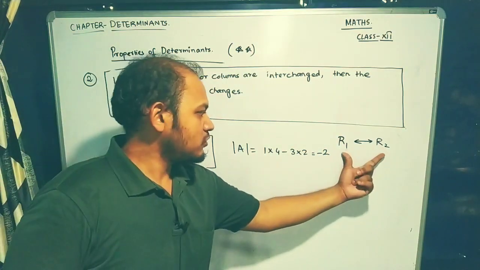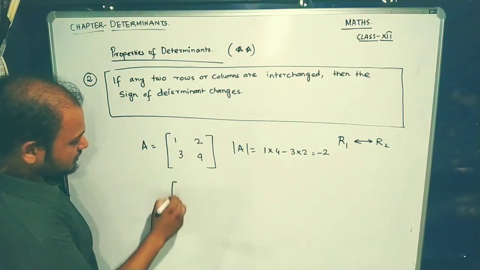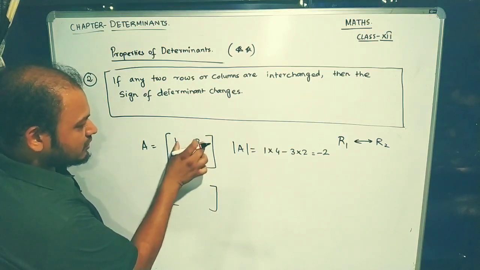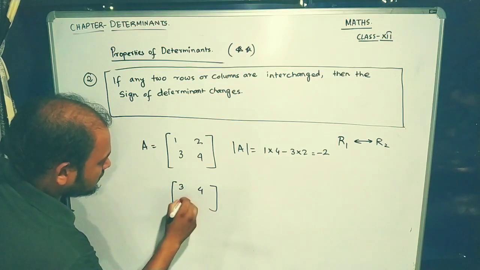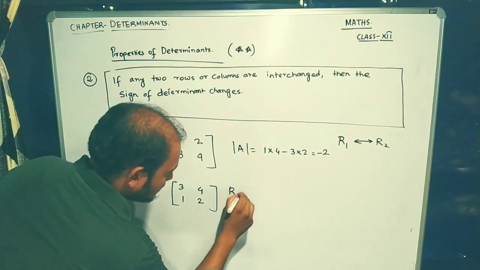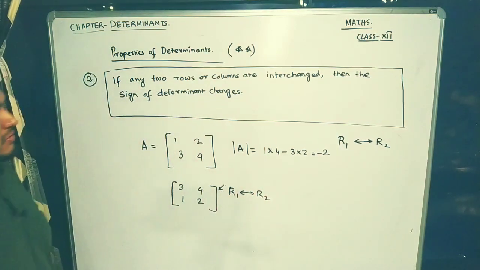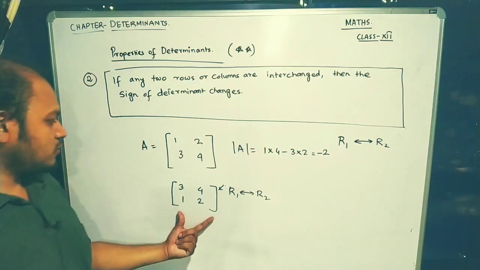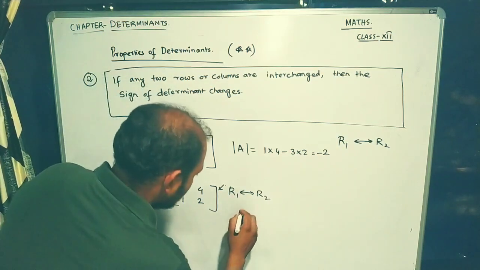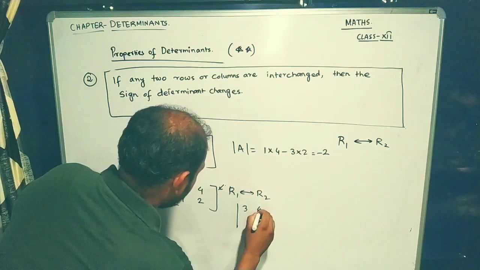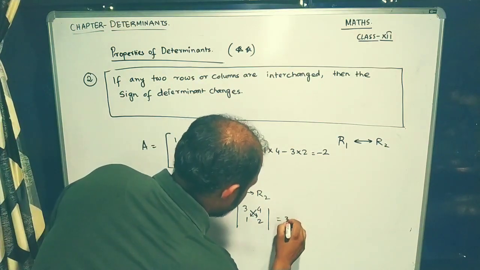Now let us perform this operation on this matrix and see what happens. The first row becomes the second row and the second row becomes the first row. After performing this operation, this matrix becomes this matrix. Now let's check how much determinant this matrix has. The determinant of this matrix, 3, 4, 1, 2, is equal to 3 into 2 minus 4 into 1.